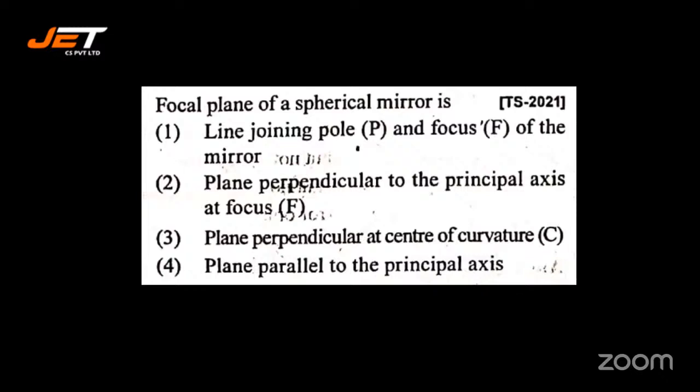Focal plane of a spherical mirror is: line joining pole and focus of the mirror; plane perpendicular to the principal axis at focus; plane perpendicular to the principal axis at center of curvature; plane parallel to the principal axis. He's talking of the focal plane, students. So the first one is definitely ruled out, because it talks about a line. Options 2, 3, 4 have a plane, so we have to figure out between 2, 3 and 4.